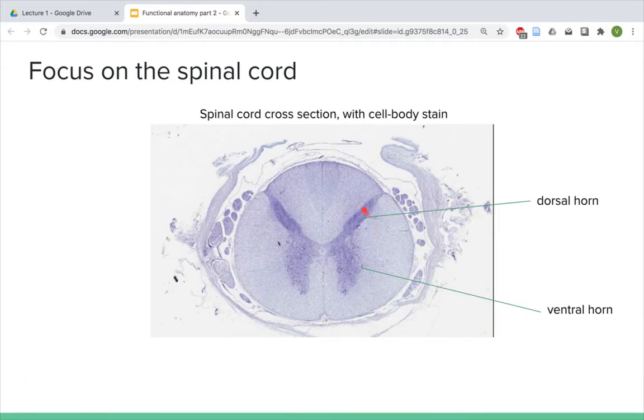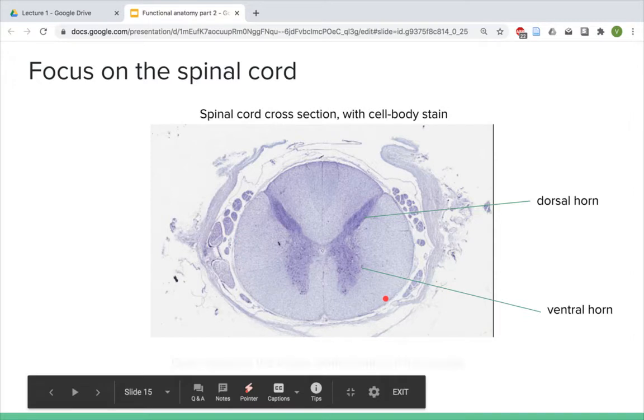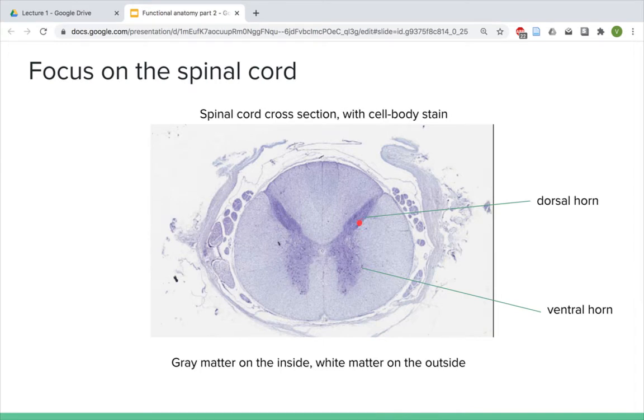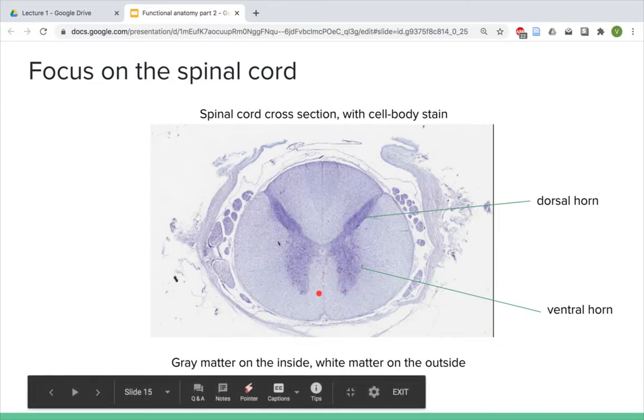So that tells us that this must be gray matter, and all of this around here on the outside must be white matter. And we see that in the spinal cord, we generally divide it into a dorsal horn and a ventral horn. And remember, we call this the dorsal part of the spinal cord because the human neuraxis is bent. If you as a human were to get onto the ground and get on all fours, this part of your spinal cord would be facing up in the dorsal position. This part of your spinal cord would be facing down in the ventral position.